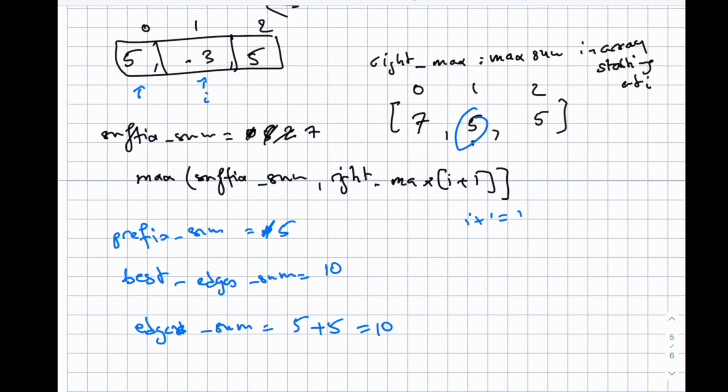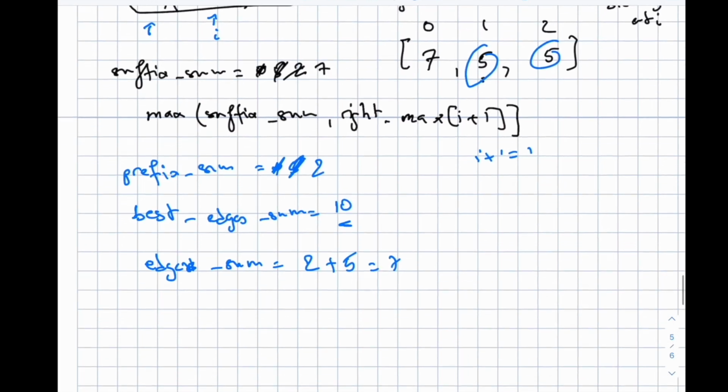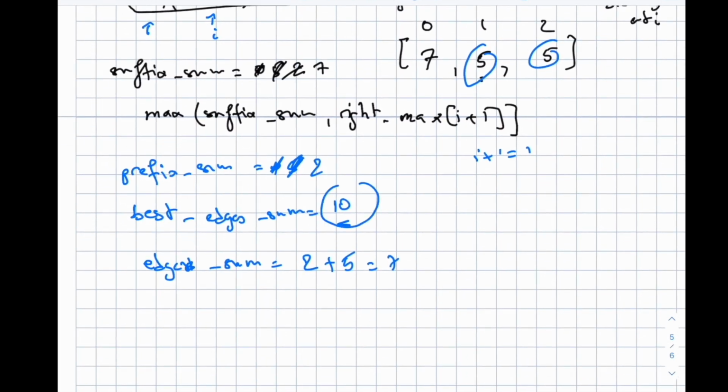And so we add minus 3 to 5. So now our prefix sum is 2. Right? And so what is our edges sum now? So our edges sum is going to be the prefix sum plus the max right sum at I plus 1. What is I plus 1? I plus 1 is 2. What is the max there? It's 5. So this is 7. Is 7 better than 10? No. So we keep 10. Okay? And at the end, we want to do the max. So at the end, this is the max.